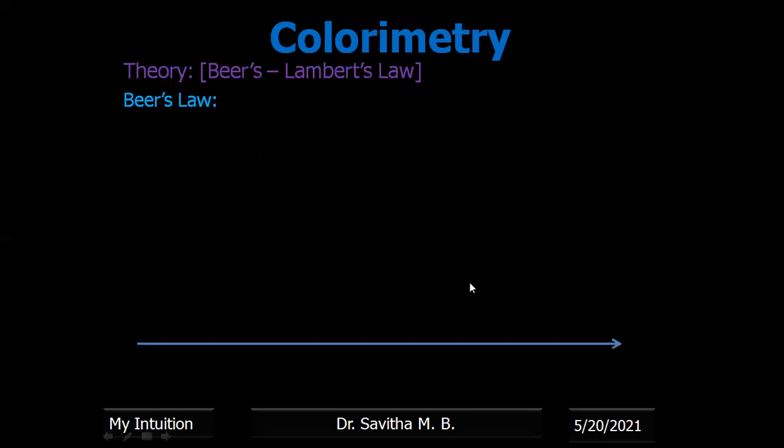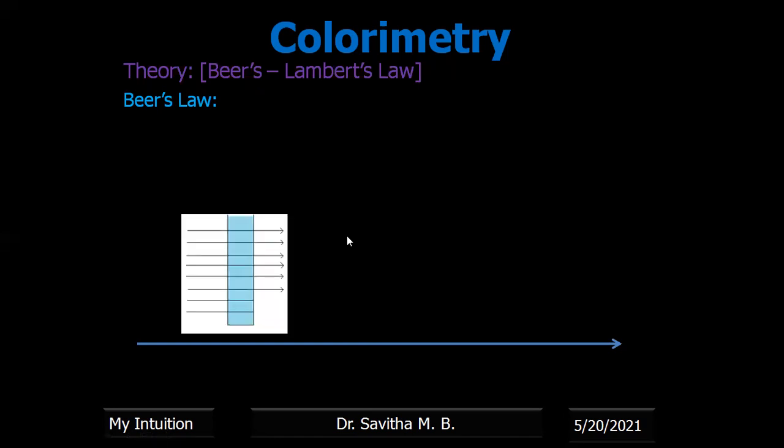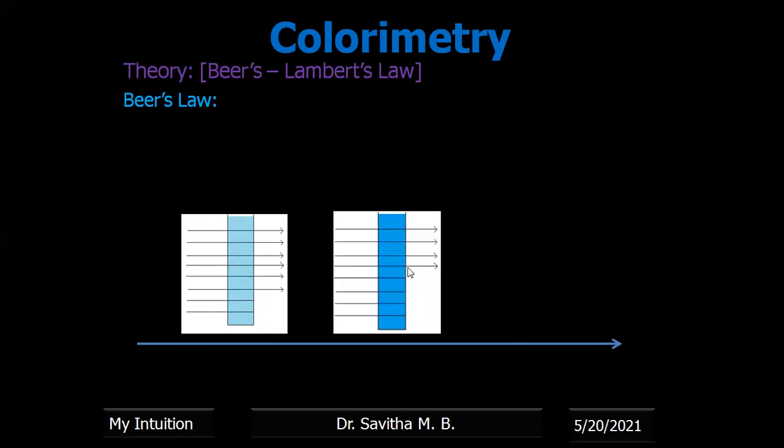Colorimetry is based on two laws: one is Beer's law, another is Lambert's law. Let us discuss Beer's law first. You take a solution sample and pass radiation. The radiation is transmitted and a part is absorbed. Now you increase the concentration, and you can see the difference in the color; there is some intensification of the color. When you pass the radiation, some more radiation is absorbed because the concentration has increased.